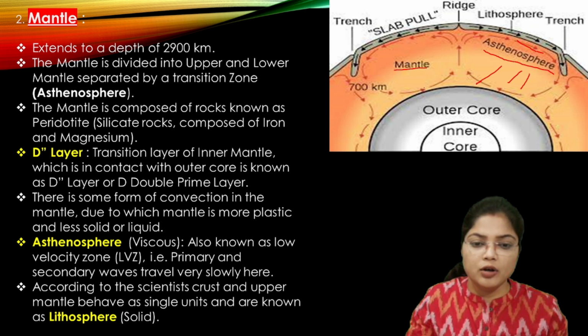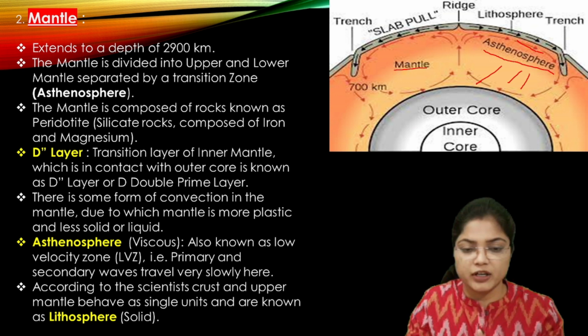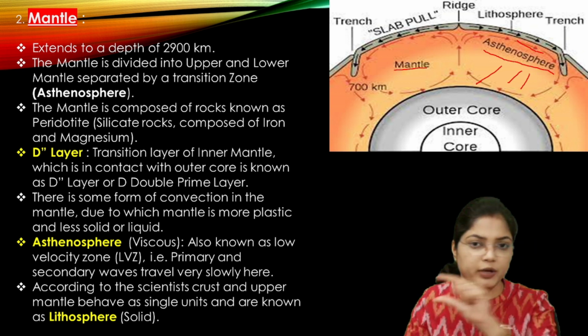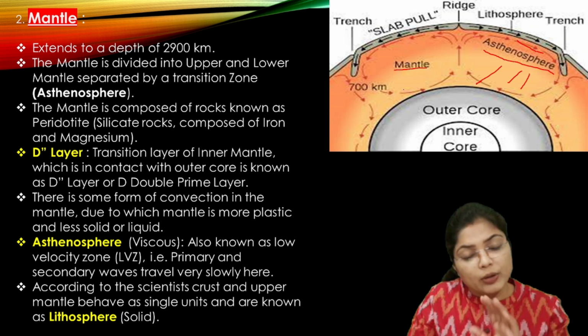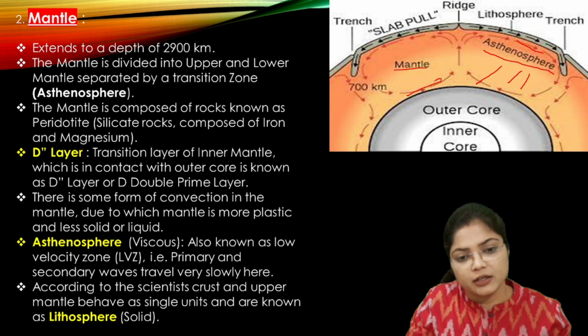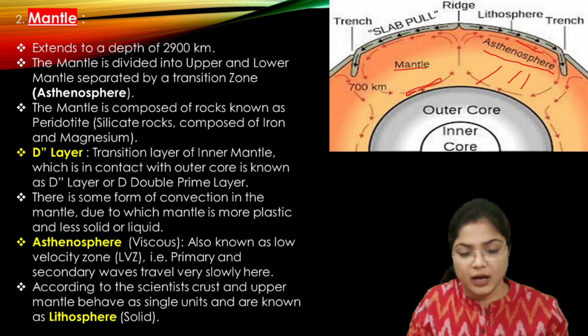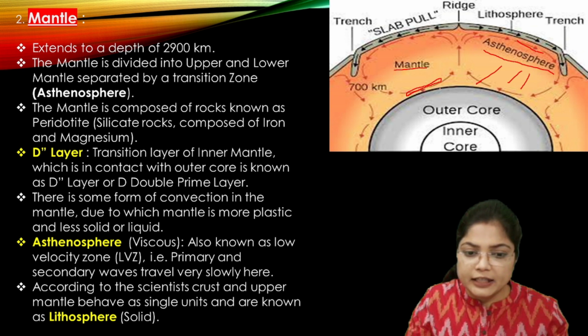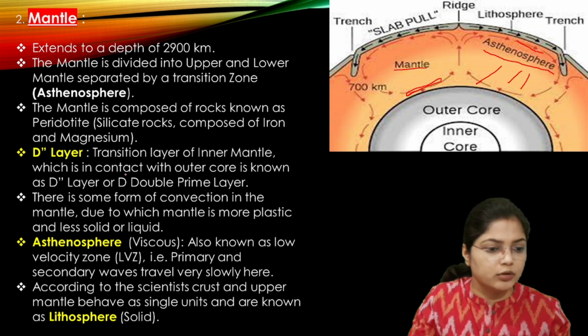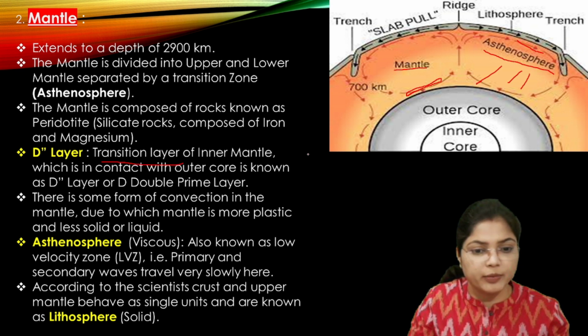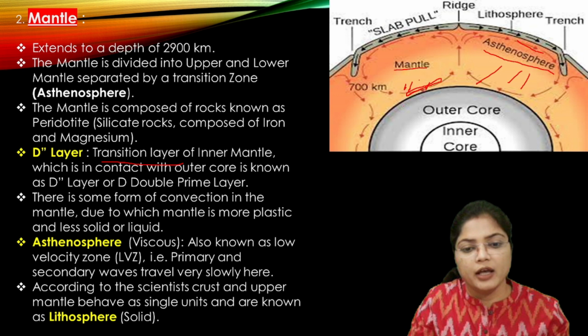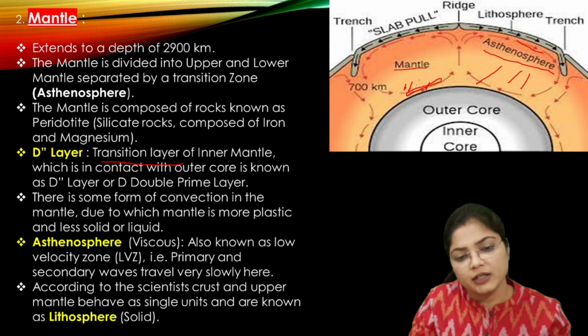Okay, so now here you can see that we have two different types of mantle, upper mantle as well as lower mantle, separated by asthenosphere. Now not only this, here also there is a layer of 200 kilometer thickness, and this layer is known as D double prime layer. This D double prime layer connects mantle with the outer core. Here you can also see the transition layer of inner mantle. This is the inner mantle, and this is the transition between the inner mantle and the outer core, and this layer is known as double prime layer.